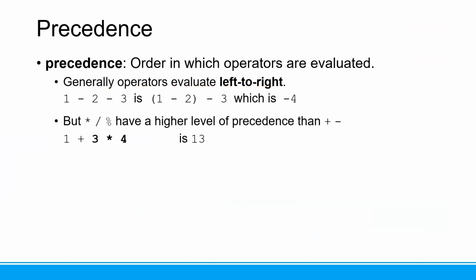But multiplication, division, and modulus have a higher level of precedence than the plus and minus. 1 plus 3 multiplied by 4. What is the result? We can say that 1 plus 3 is 4. Multiply by 4. 4 multiplied by 4 should be 16. But why 13?